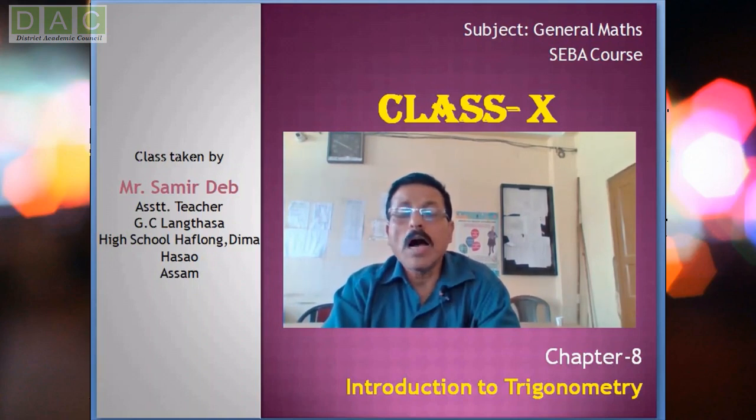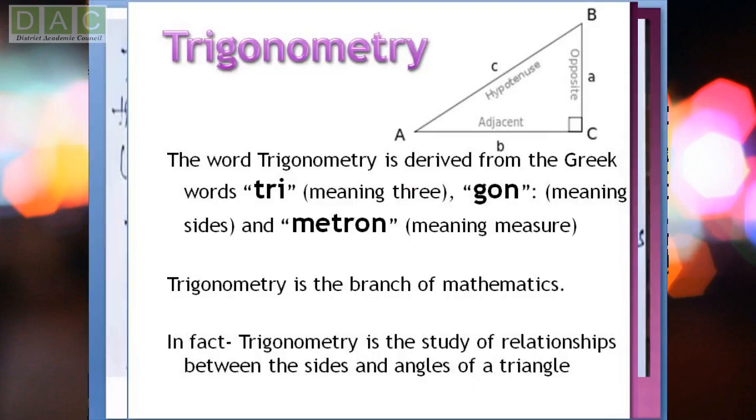In this video, I am going to explain Introduction to Trigonometry, chapter 8. The word trigonometry is derived from the Greek words tri, meaning three, gon meaning sides, and metron meaning measure. This is the meaning of trigonometry. Trigonometry is the branch of mathematics. In fact, trigonometry is the study of the relationship between the sides and angles of a triangle.